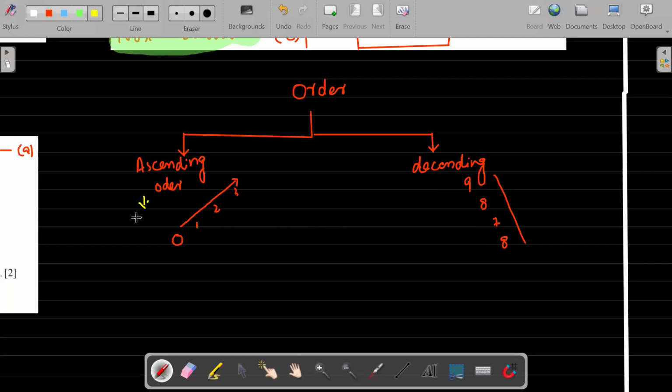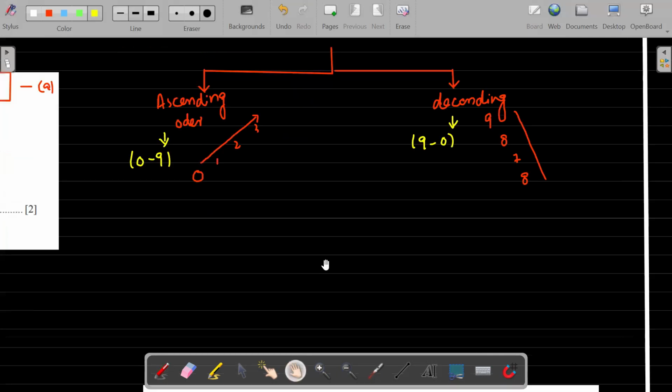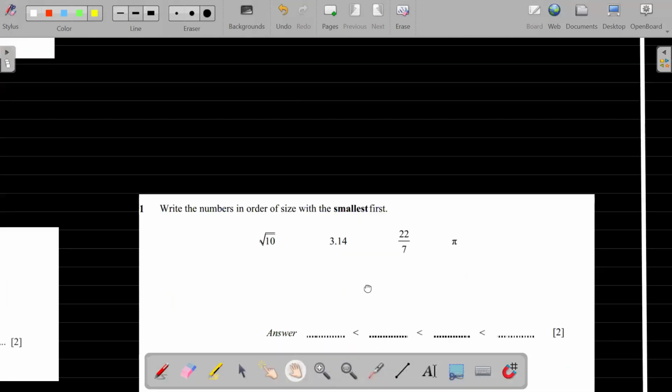So in ascending order, you always start from 0 to 9, just as an example. From 0 to 9 you move from smallest to higher, and in descending order you move from higher to lower, for example from 9 to 0. That is just an example.